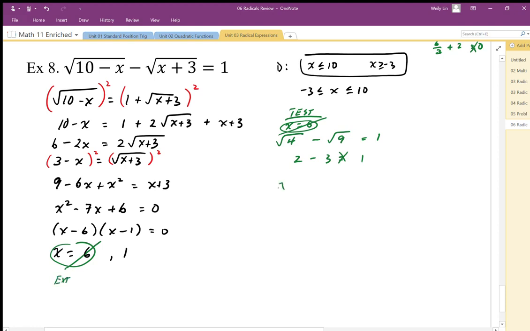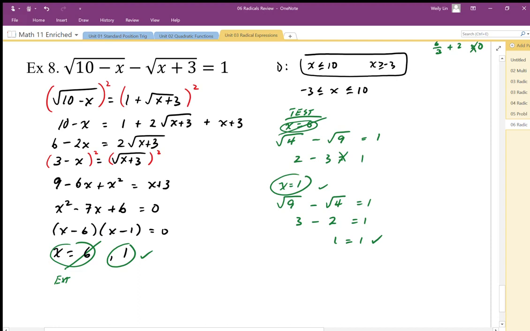We'll test x equals 1. We end up with square root 9 minus square root 4 equals 1. 3 minus 2 equals 1. Yeah, 1 equals 1. That one is our good solution. Okay, so there it is.